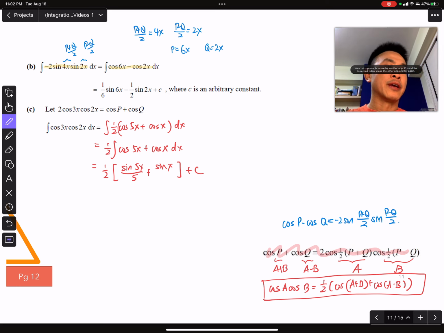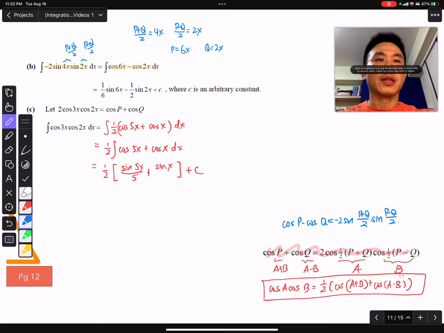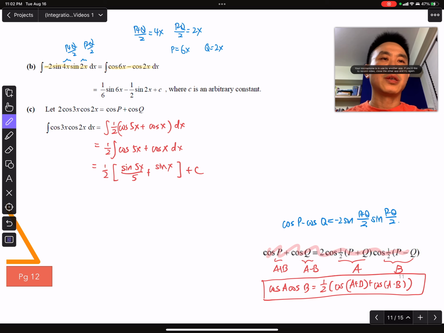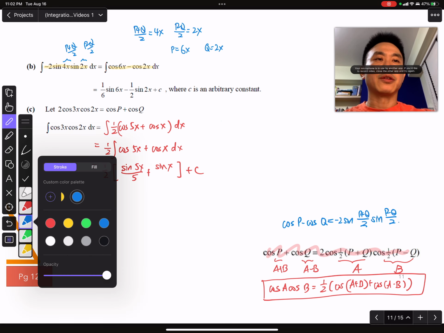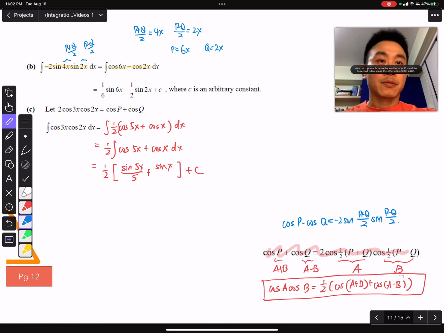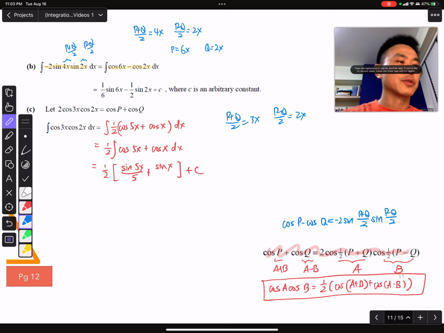So I've shown you two slightly different methods. You can also, of course, equate your p and q again, like we have mentioned. Comparing with the formula, you want to let your p plus q over 2 equal your 3x, and your p minus q over 2 equal your 2x, and then try to solve for p and q. So that's the other method.